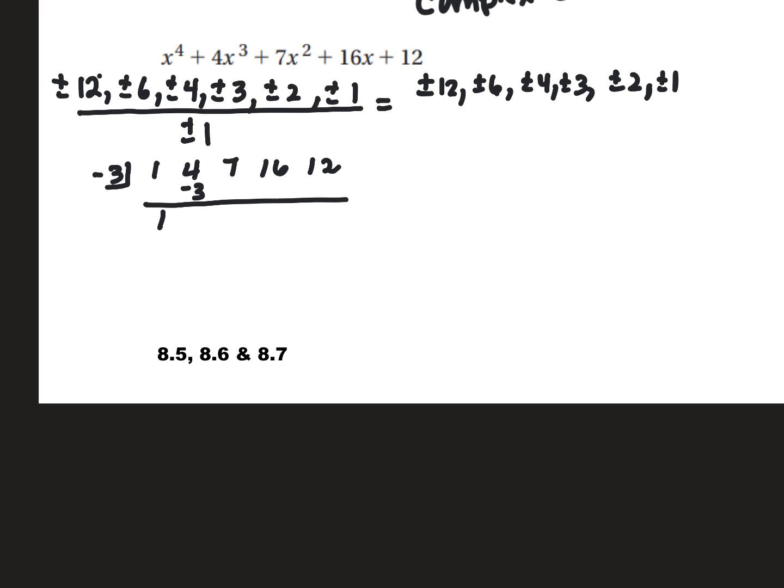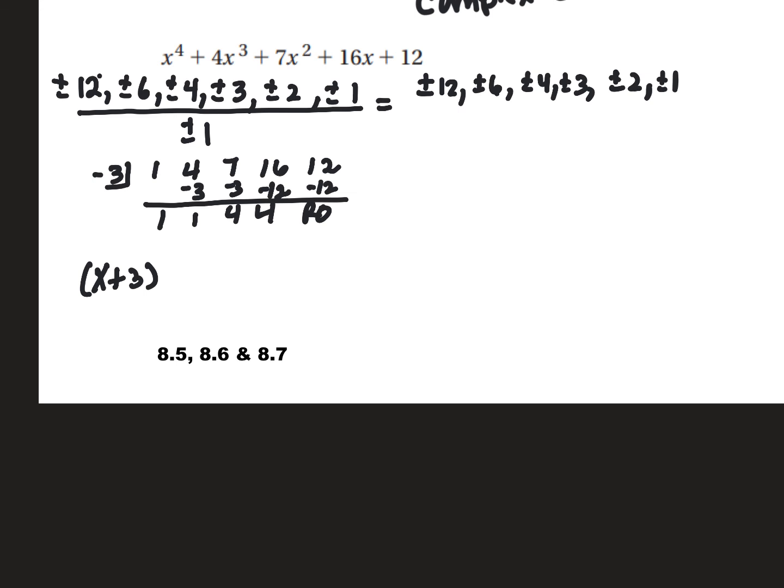4 plus negative 3 is 1. Negative 3 times 1 is negative 3. 7 plus negative 3 is 4. Negative 3 times 4 is negative 12. 16 plus negative 12 is 4. Negative 3 times 4 is negative 12, so that's 0. So that tells us that x plus 3 is a factor.